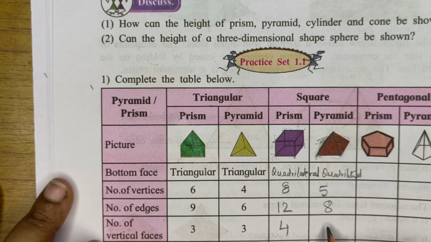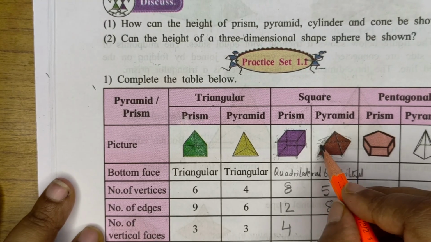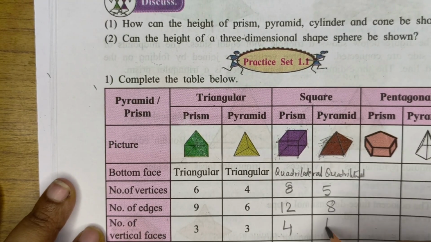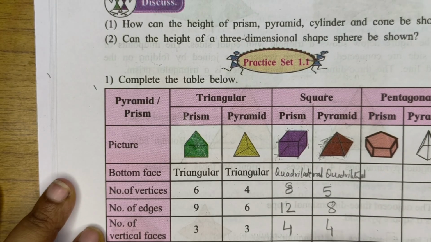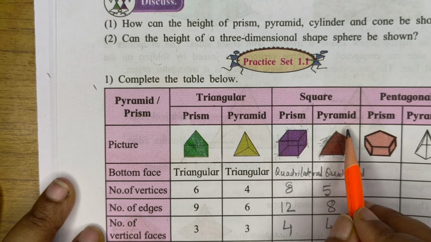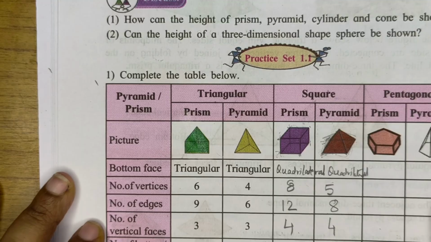Next is number of vertical faces. Vertical faces 1, 2, 3, 4. Okay, 1, 2, 3 and the behind side one is there. So that is 4. Next, number of bottom or top face. Now top face is not there for the pyramid. Only bottom face is there and that too it is only 1.